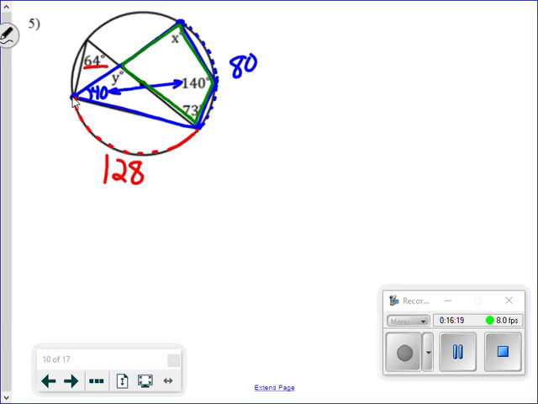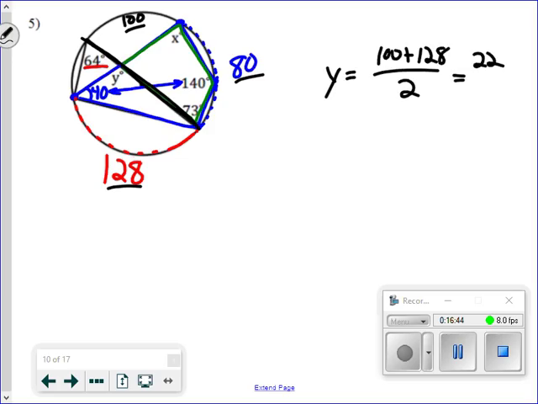Oh, here it is. So if this is my diameter right here, okay, then this would have to be 100 to add to 180 with that, okay? And then Y is technically two chords with the 100 and the 128. So Y equals 100 plus 128 divided by 2. So this would be 228 divided by 2, which gives me Y equals 114. Okay, and now I can start kind of building out more from that.